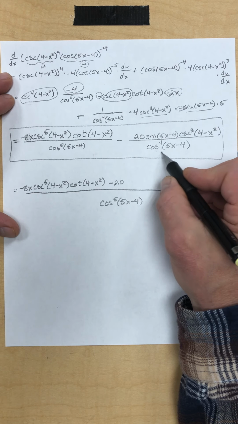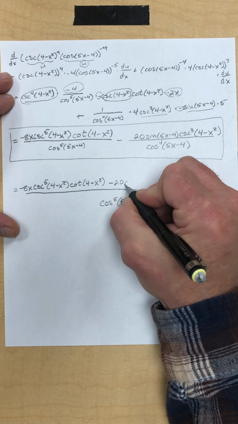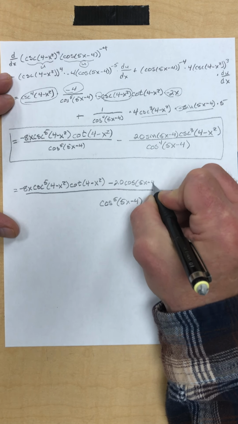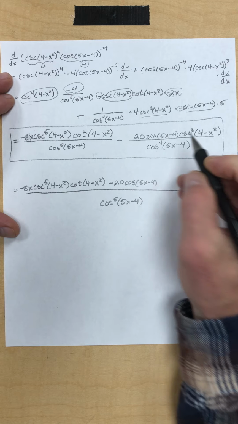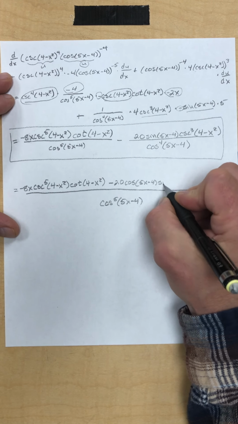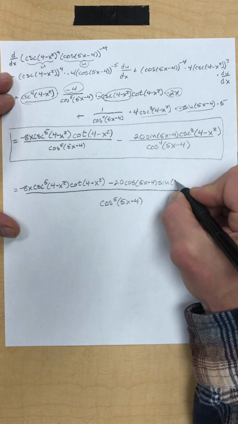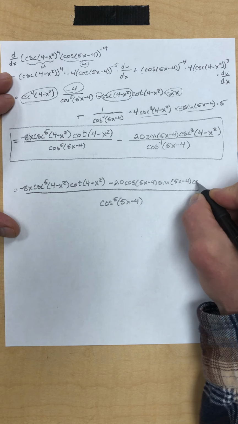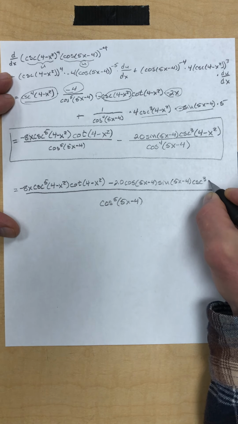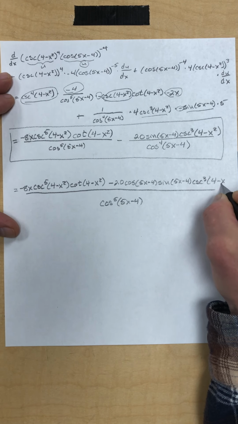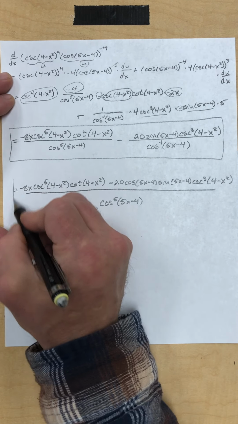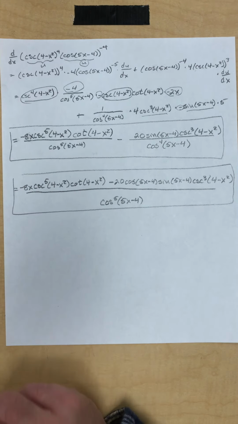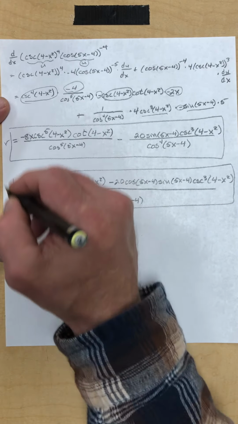And if I put a cosine of 5x minus 4 in there, I'll put that first so I don't forget about it. Then I've got to bring this stuff down: sine of 5x minus 4, and cosecant cubed of 4 minus x squared. And you take a look at that, and I'll be honest with you, I don't think one is necessarily simpler than the other, so either one of these works with me.